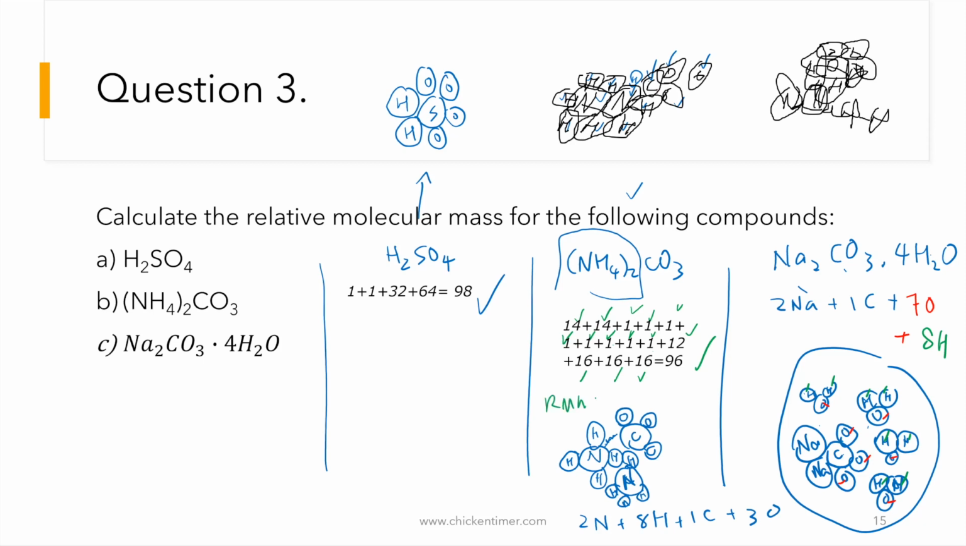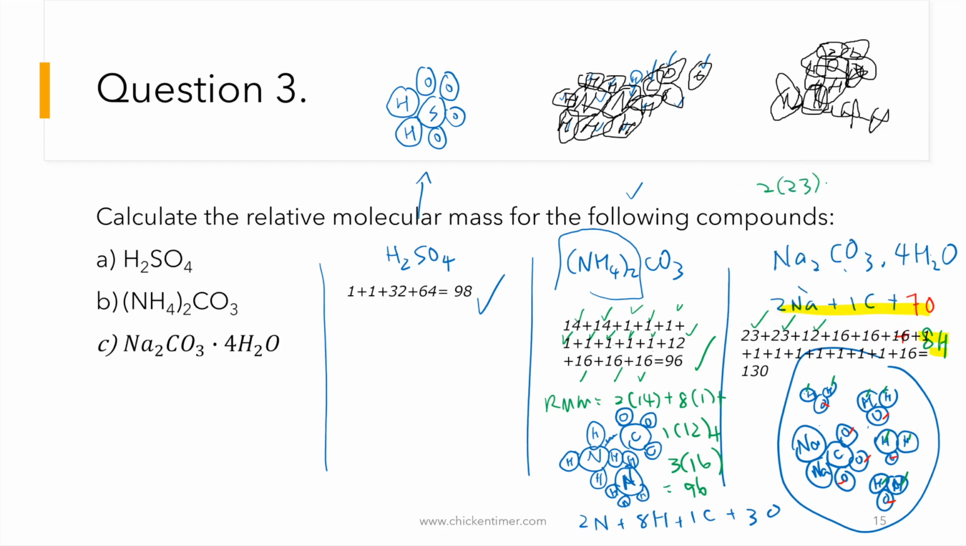Relative molecular mass is 2 times 14 plus 8 times 1 plus 1 times 12 plus 3 times 16. Then you get the answer also. So it will be 2 times 23, then 1 carbon, 7 oxygen, and 8 hydrogen. There's 7 oxygens. 2 times 23 plus 12 plus 16 times 7 plus 8. If you want to recount, you see down here, I gave you the statement here. I counted for you just now. So you can do 2 sodium plus 1 carbon plus 7 oxygen 16 plus 8 hydrogen.